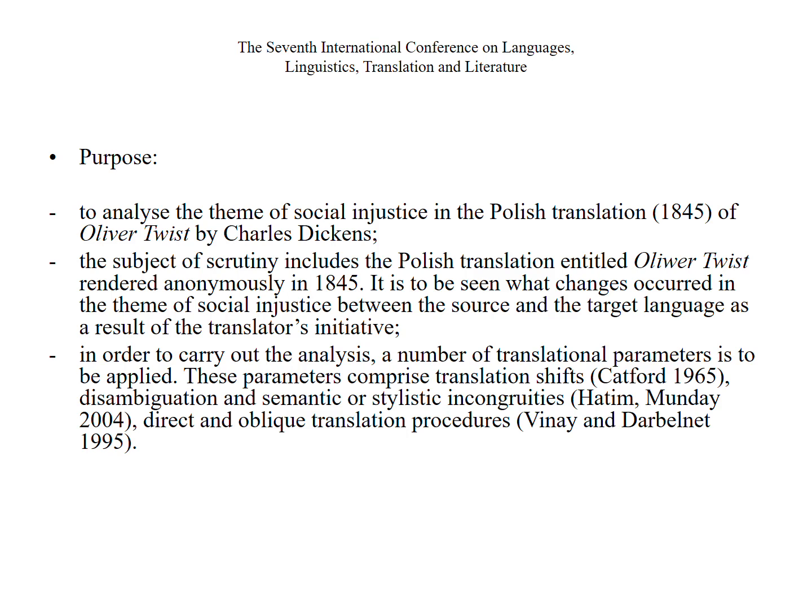In order to carry out the analysis, it is to be seen what changes occurred in the theme of social injustice between the source and the target language. The analysis includes a number of translational parameters. Those parameters are translation shifts by Catford, disambiguation by Hatim and Munday, and direct and oblique translation techniques by Vinay and Darbelnet.